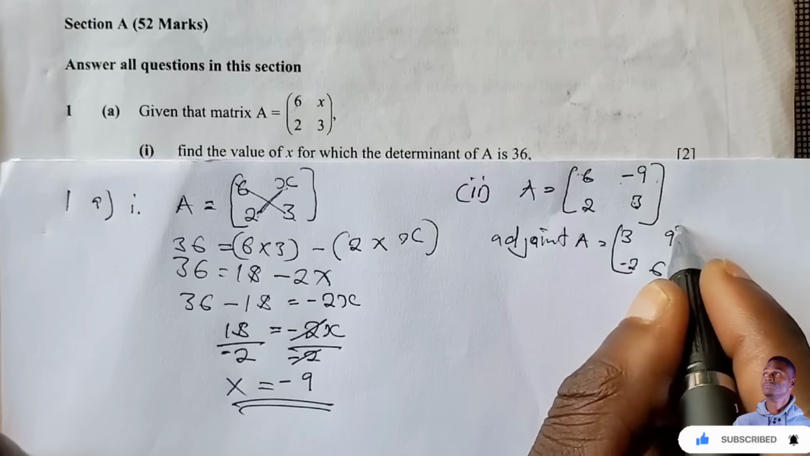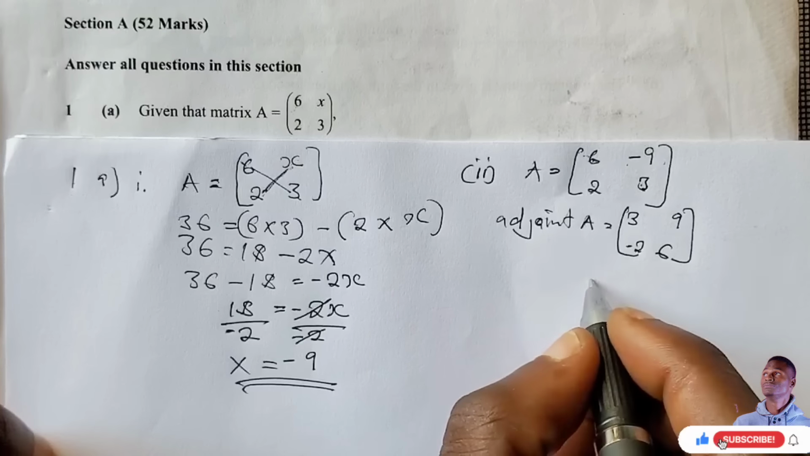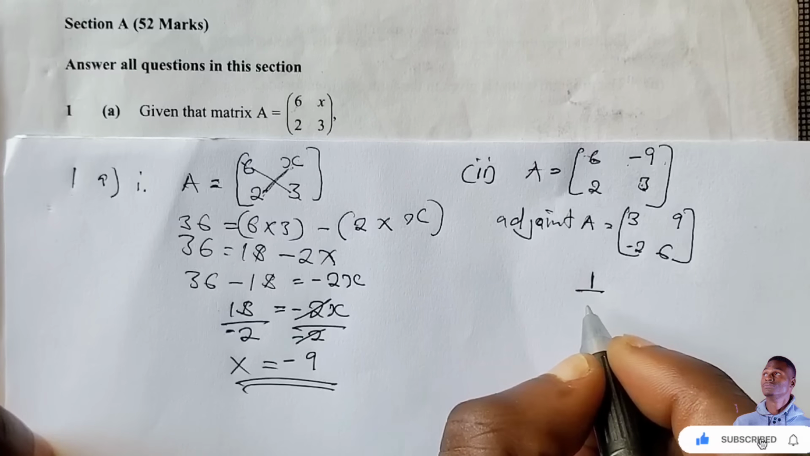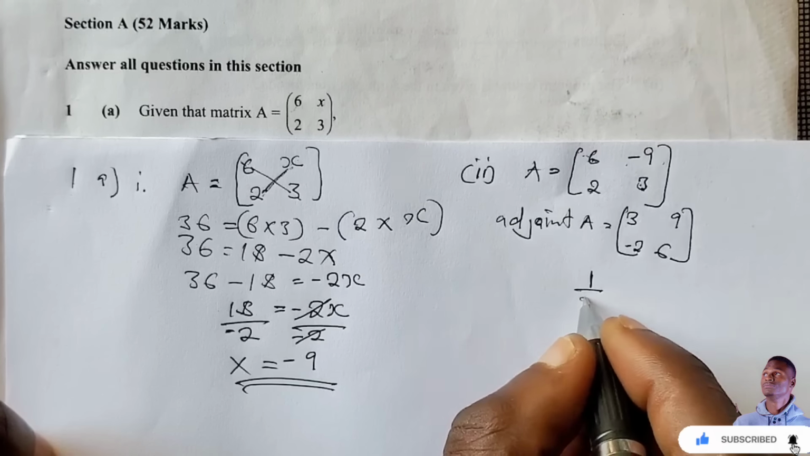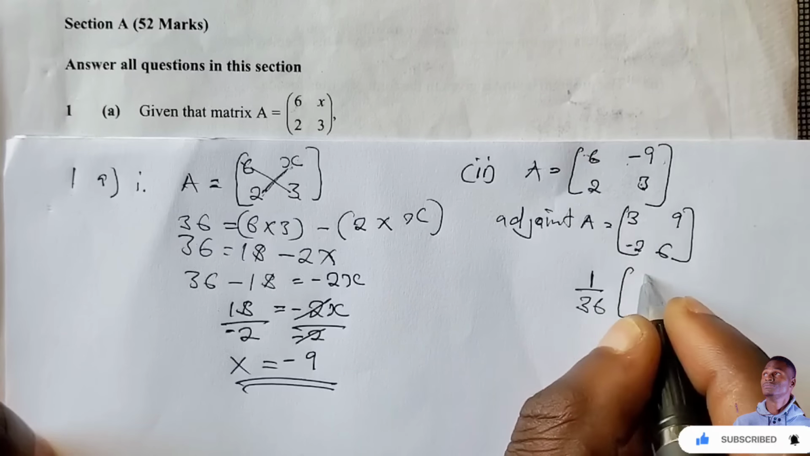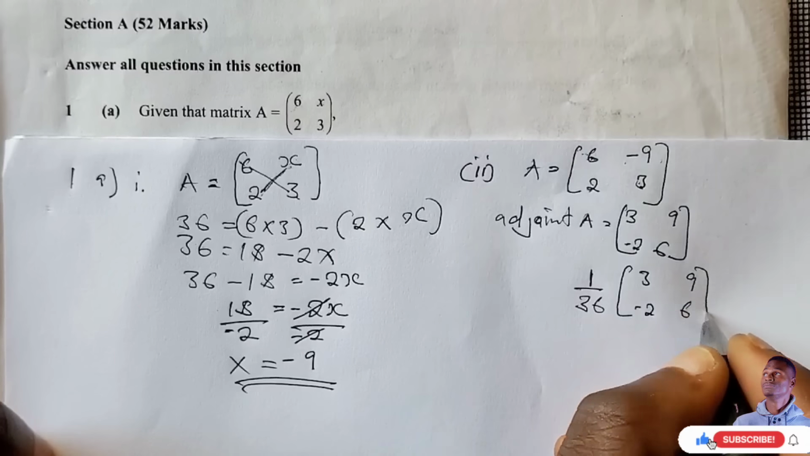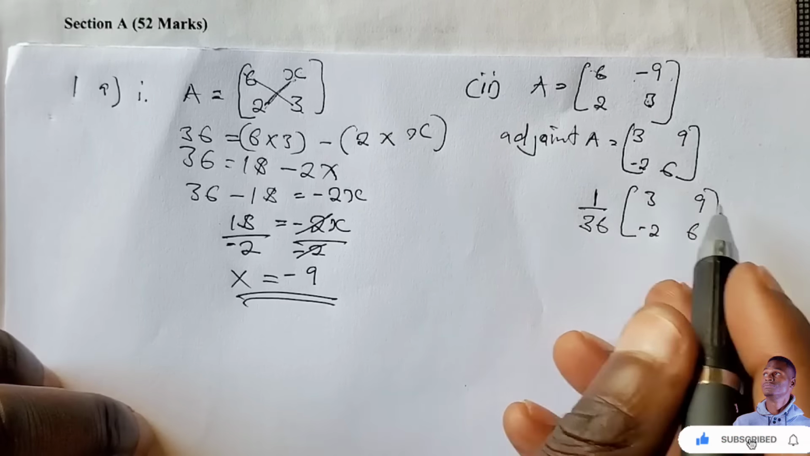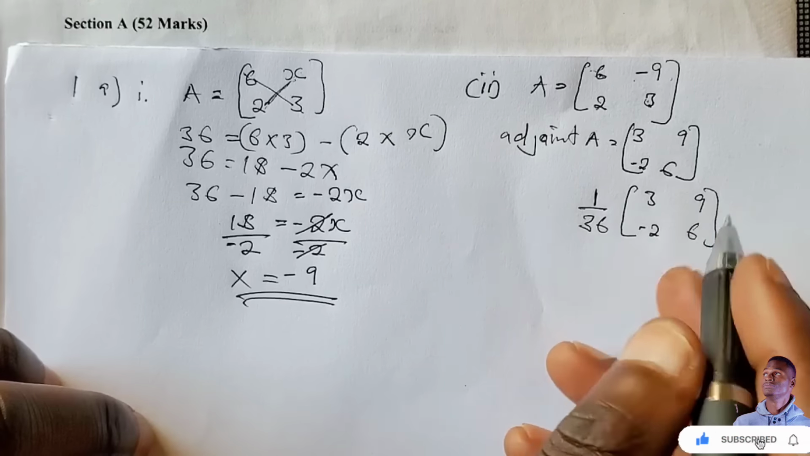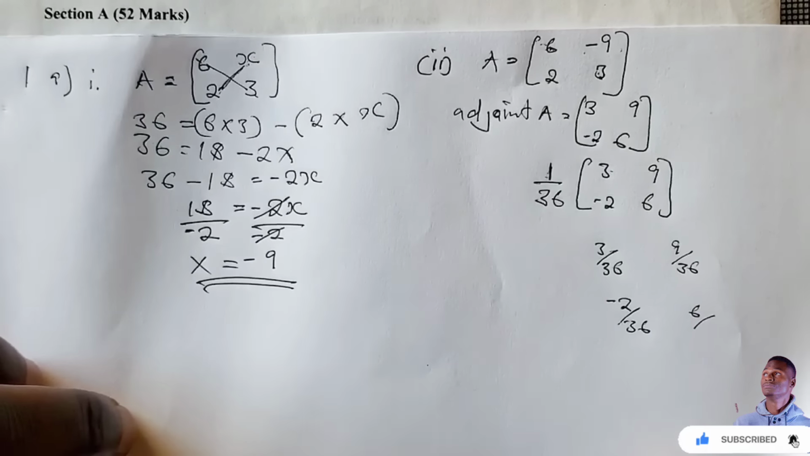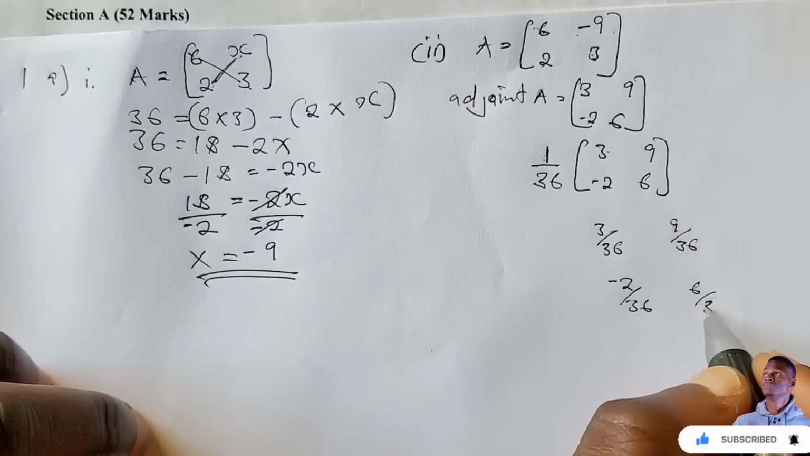Then you multiply the adjoint matrix by the inverse, which is 1 over the determinant. What is the determinant? 36. 36 multiplied by 3, 9, negative 2, 6. Okay, so when you multiply here, you can just expand. 1 times 3 is 3 over 36. 1 times 9, 9 over 36. 1 times negative 2, just negative 2 over 36. 1 times 6 is 6 over 36, am I right?